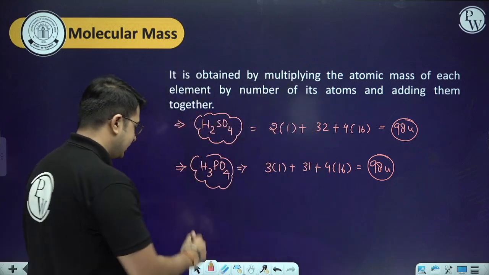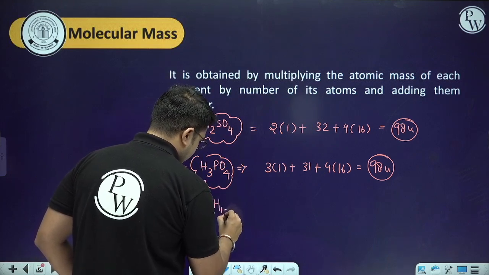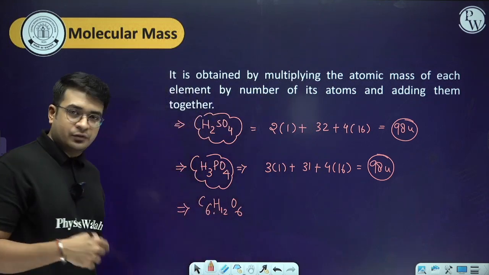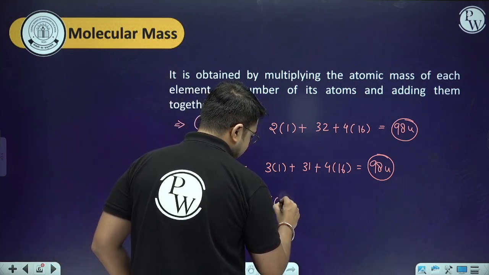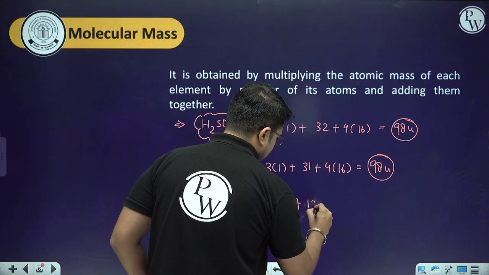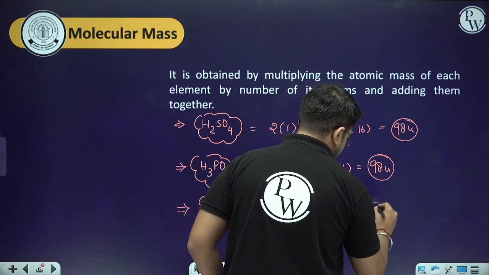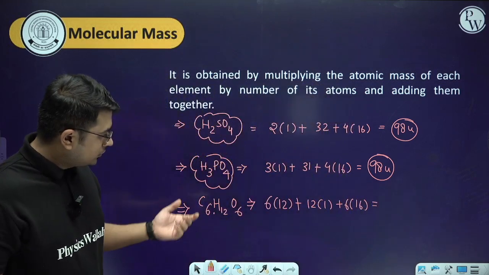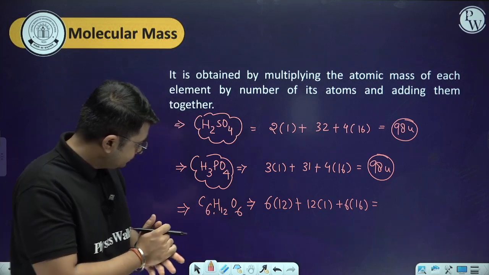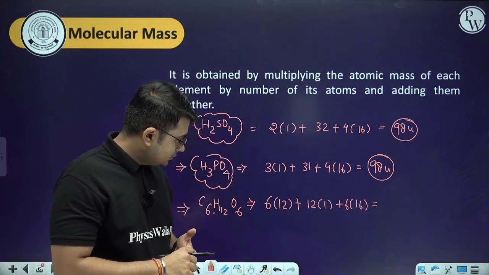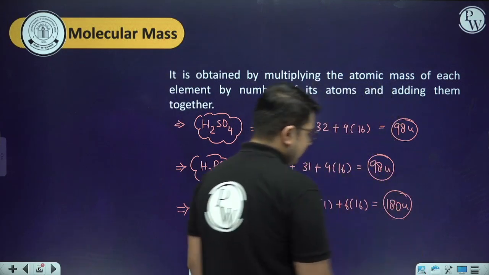In the same way, let's say I am talking about the molecular mass of C6H12O6, which is your glucose. In that case, you can say, sir, we have six carbons having mass 12. Then we have 12 hydrogens having mass 1. Then we have six oxygens having mass 16. So in that case, that will be 144, 156, I guess. That will be 180. Okay, yes, that will be 180U.